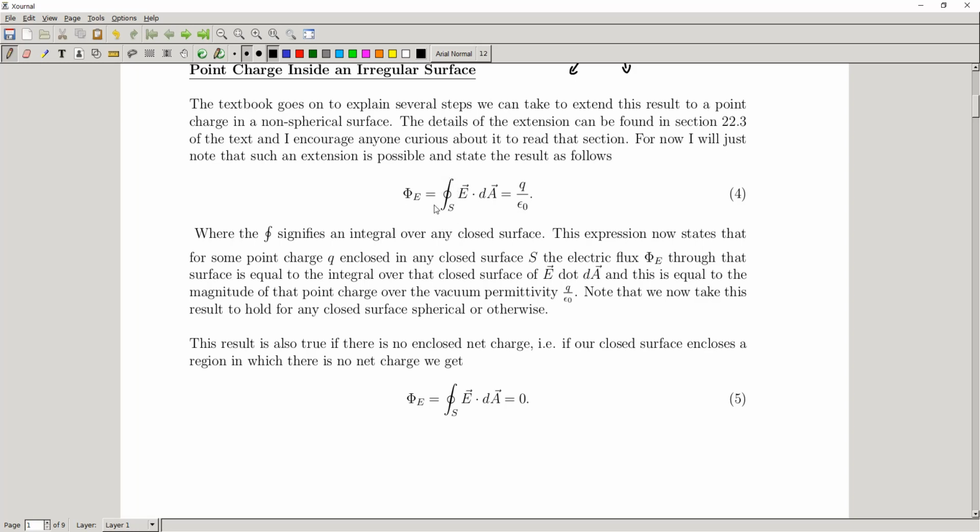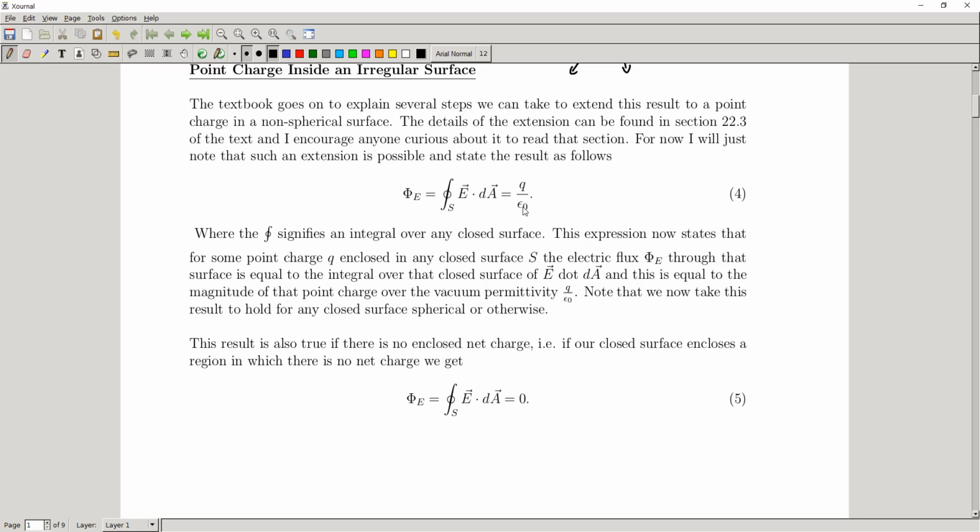We're integrating over whatever that closed surface is, and this is telling us that the electric flux is equal to the integral over whatever closed surface we want to use of E dot dA, and this is equal to our enclosed Q, the charge which is inside that surface, over epsilon naught. Okay, and so the real expansion to what we did before is that now we can deal with any closed surface. This doesn't have to be a spherical enclosing surface. This can be any closed surface of whatever shape we like, as long as it's a closed surface.